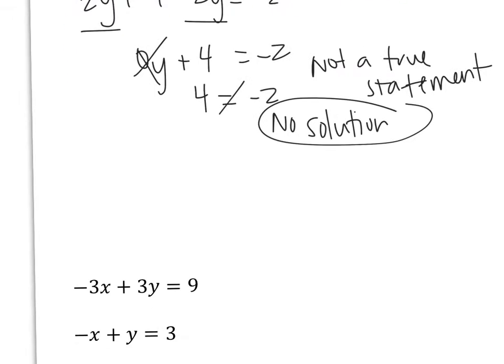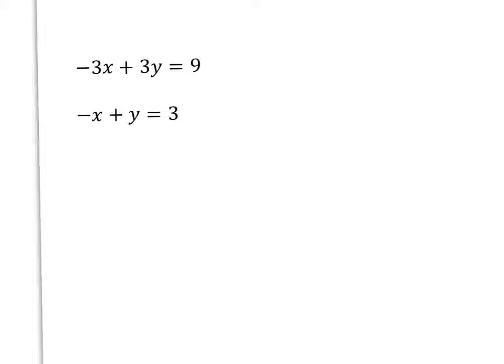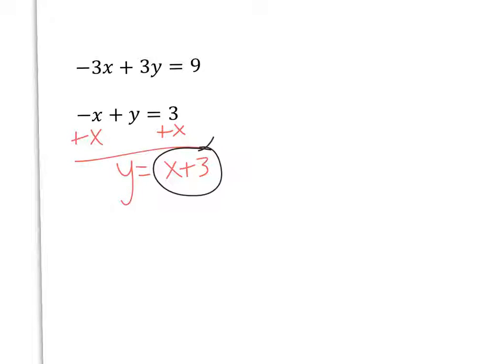Okay. Let's look at the final example here. Okay, so I see the first equation says negative 3x plus 3y equals 9, and the second says negative x plus y equals 3. So I see a single variable y in the second equation, so I'm going to add x to both sides and rewrite this as y equals an expression. That then I can take this expression and substitute it in the first equation in for y.